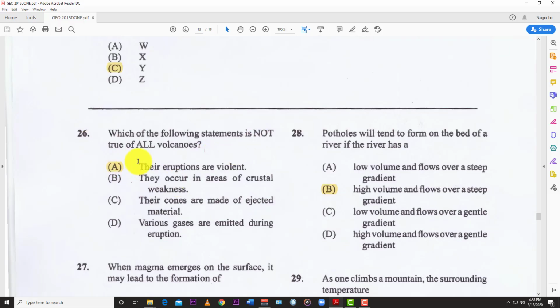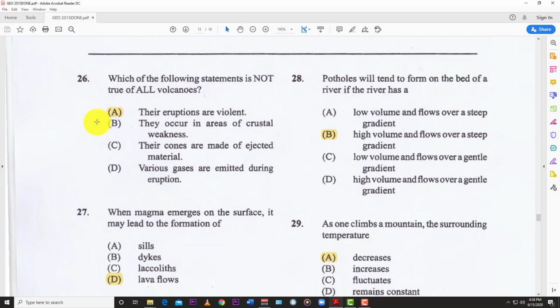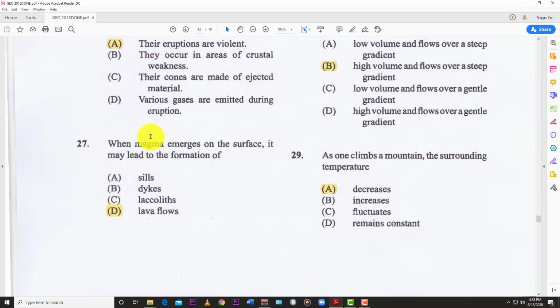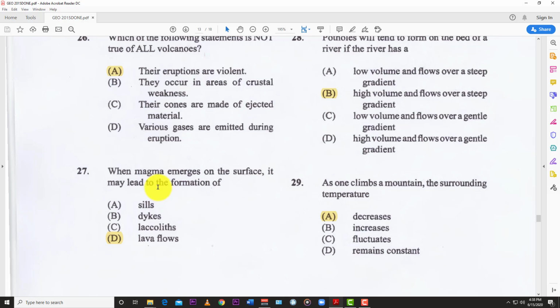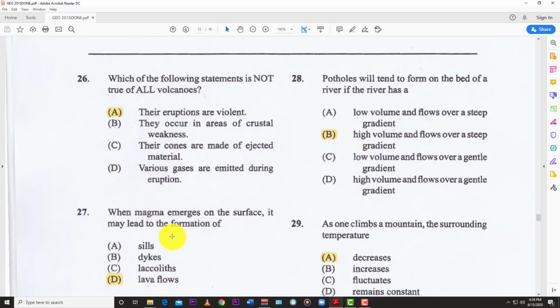26, which of the following statements is not true of all volcanoes? And the answer here is A, the eruptions are violent. Okay, all eruptions are not violent. Some of them just spew out a little lava. It's not always violent. 27, when magma emerges on the surface, it may lead to the formation of, and of course, lava. D, lava flows.